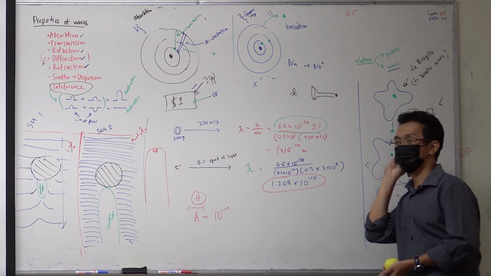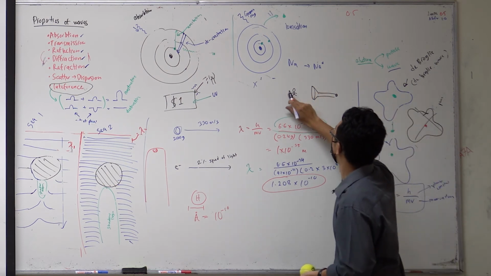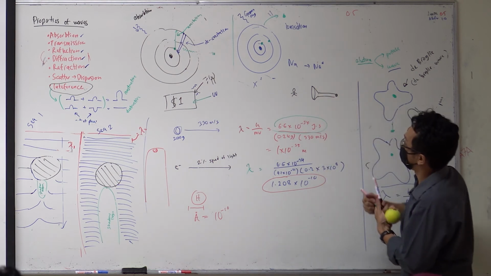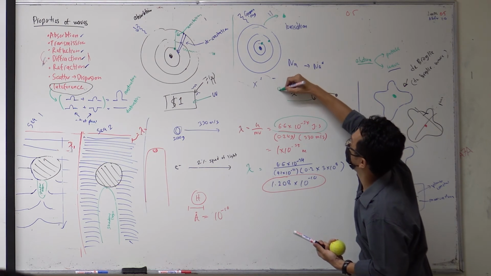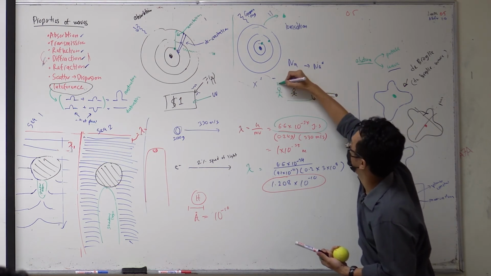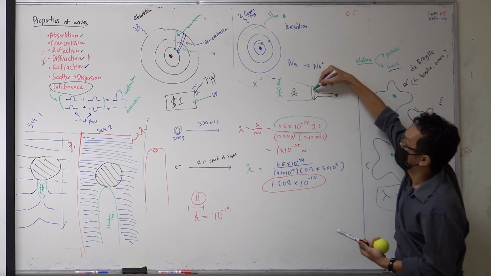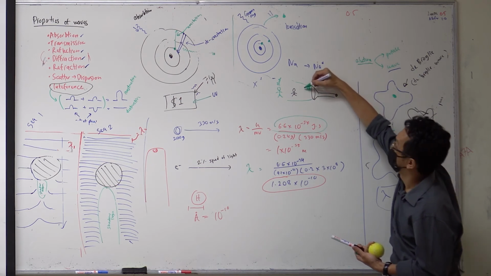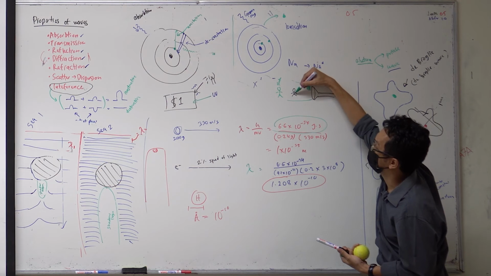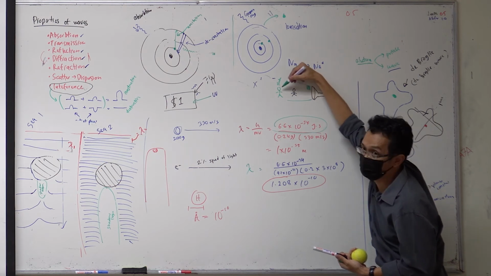Siapa? Azam. Let's say this Azam. So you shine the light, and then you see the shadow at the back, right? This is the shadow. So the light has a very small wavelength. You have this Azam, and then you get a shadow.